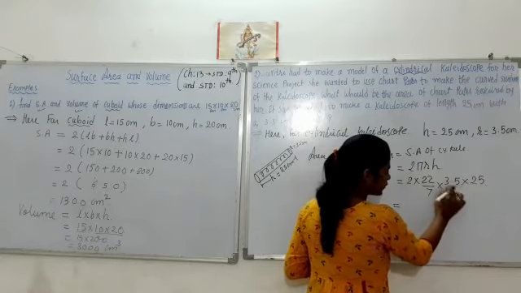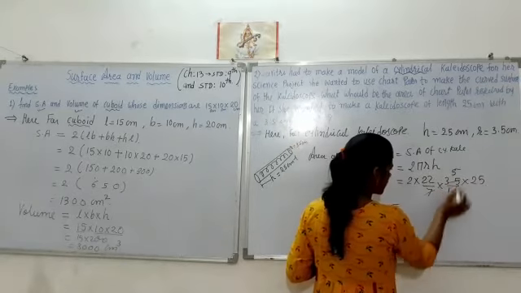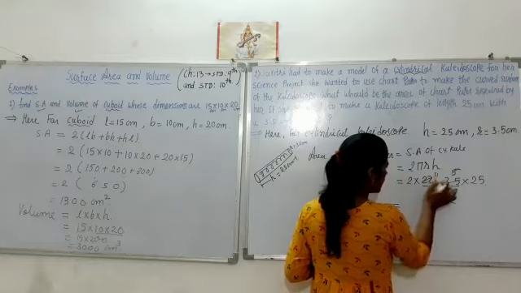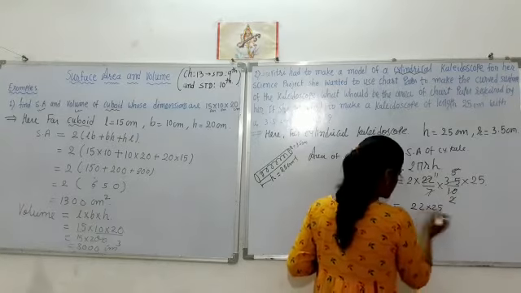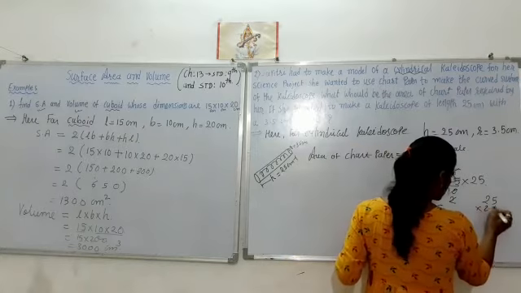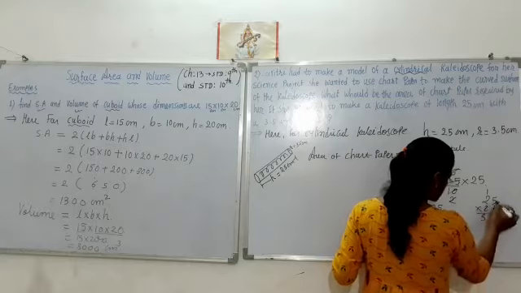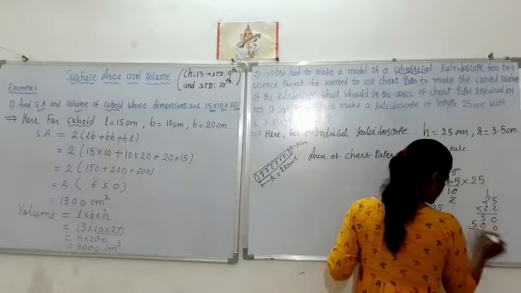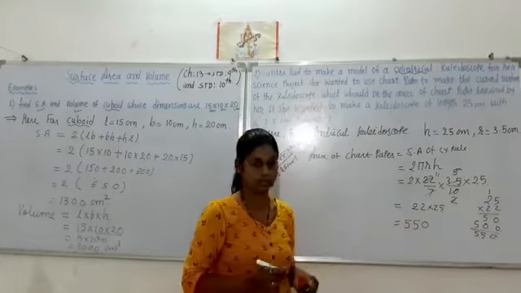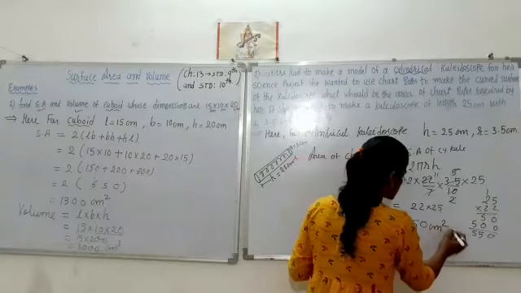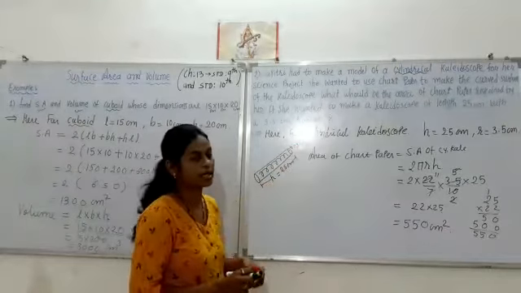Remove this decimal point, so this becomes 35 by 10. Now 7 5s are 35, 5 2s are 10, 2 11s are 22, into 25. Multiply these two things. 2 5s are 10, 1 carry, 2 2s are 4 plus 1, 5, 0. So 550, and you're talking about surface area, so its unit is centimeter square. So this much area of chart paper she needed for making a cylindrical kaleidoscope.